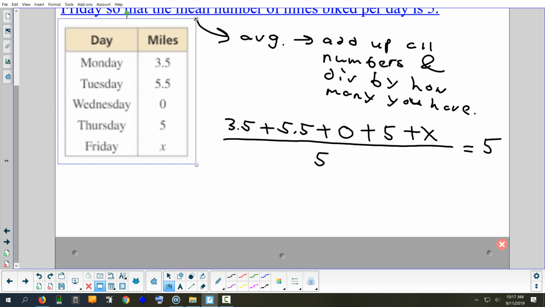Okay, if you need a calculator, we could do it. But what's 3.5 plus 5.5? 9. 9 plus 0, still 9. And what's 9 plus 5? 14.